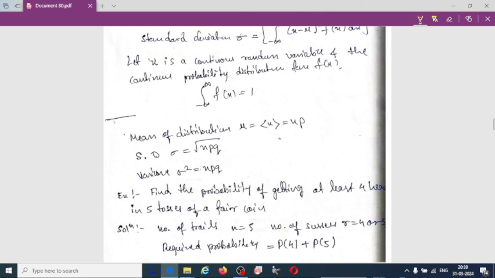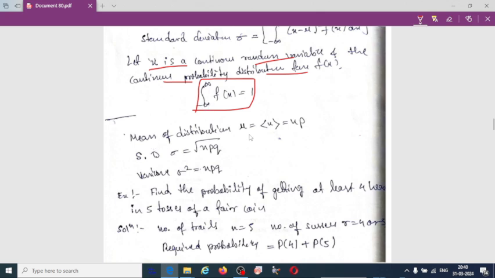We can define it as follows. Let us take x as the continuous random variable, and the continuous probability distribution of the function is given by f of x. So the integral of this f of x is equal to 1 for the limit minus infinity to plus infinity. This is for the continuous probability distribution. We have to take the integral of the function f of x, which is equal to probability 1. Here the limit we are taking is minus infinity to plus infinity.